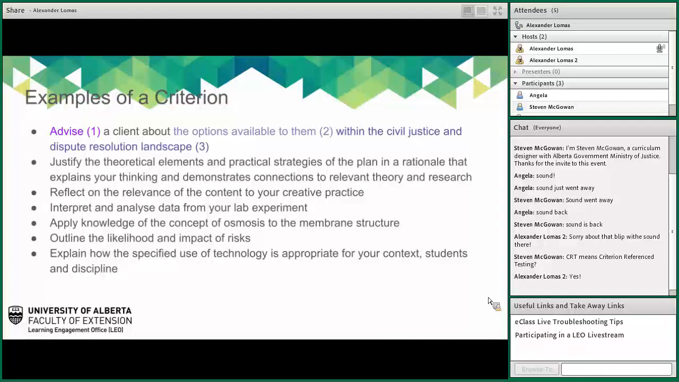So these are criteria, examples of criteria where you've taken a verb, you've created an action, and then you've told them within what context you want to do it.